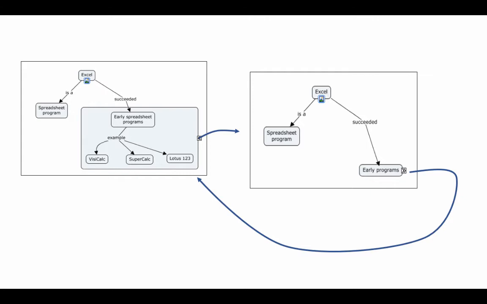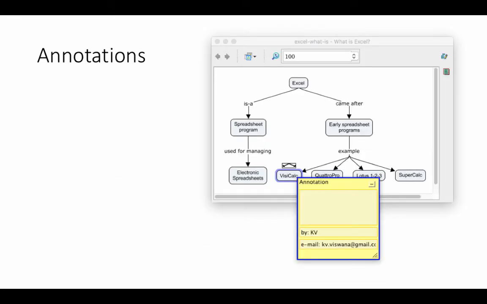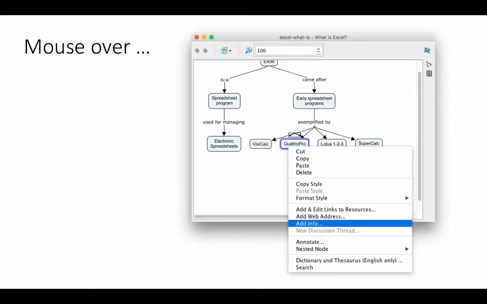We can add annotations to concepts. So for example, I can right click on a concept and select the option from the context menu to add annotation, and then you can add annotations to a concept. It's also nice to be able to have mouse over messages so that when somebody moves a mouse over a concept, some information pops up. Now that's not what annotation does. To do that, you right click on a concept and select the option Add Info.